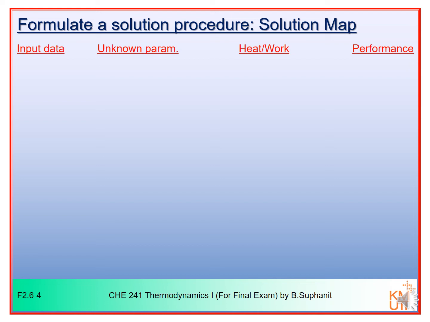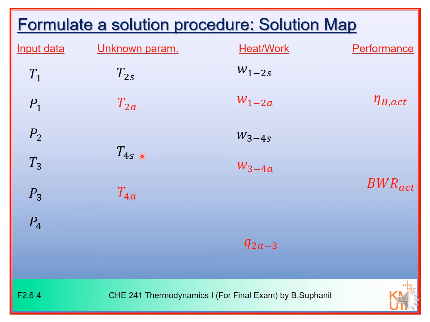Here, we have 6 input data that we have already known their values. They are T1, P1, P2, T3, P3, and P4. We also know 2 intermediate parameters from previous calculations, which are T2s and T4s. But the actual state 2 and 4 temperatures or T2a and T4a are not known.